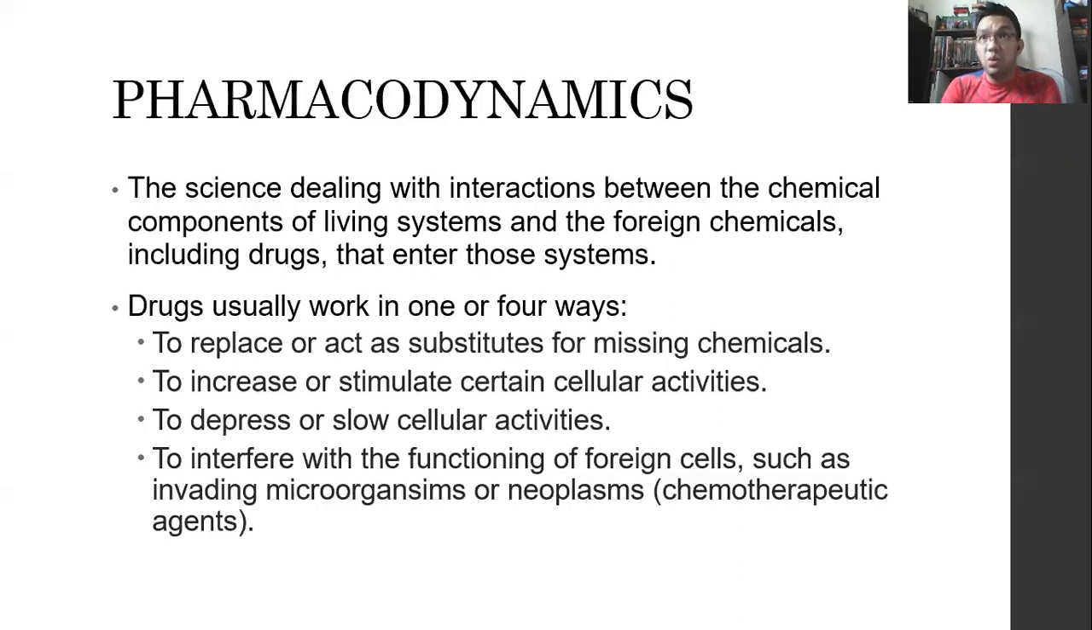digoxin, which is a drug for heart failure. It has a negative chronotropic effect. I'll explain more about digoxin later on once we go into drugs that act on the cardiovascular system. So these are examples of drugs that will help slow or depress certain cellular activities.